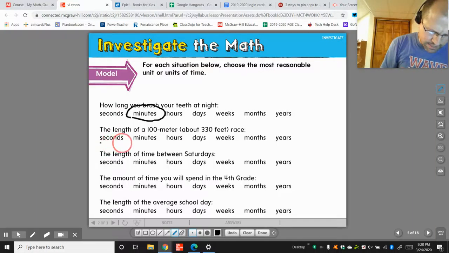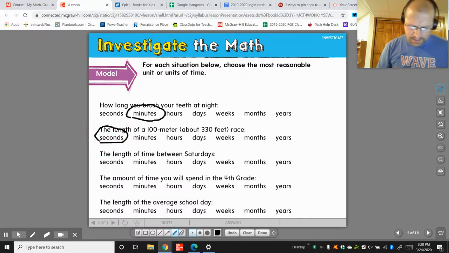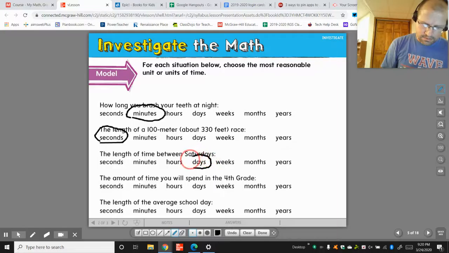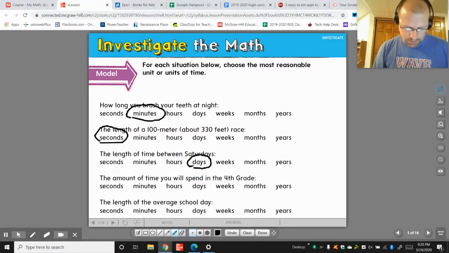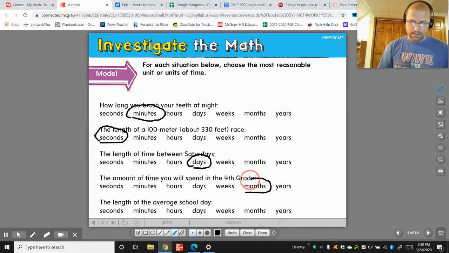I hope you're measuring that in seconds. Anything longer than that, that'd be a bummer. The length of time between Saturdays. Measure that in days. The amount of time you will spend in 4th grade. I know some of you think it's years, but it can be measured in months because you're in school for about 9 months and then you have summer break.